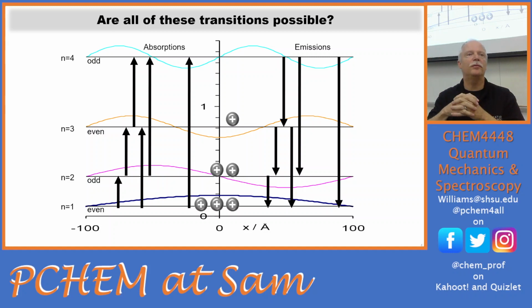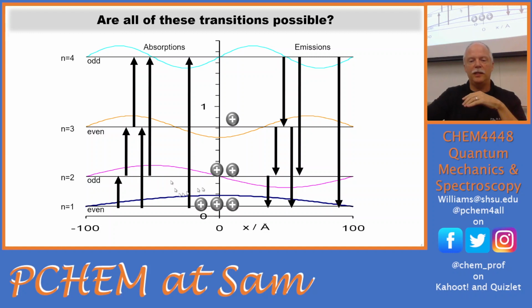On the left, we have absorption. On the right, we have emission. And so there's a whole lot of possible peaks in a spectrum. Some with short arrows, which would have long wavelengths, and some with long arrows that would have short wavelengths. And so we have all of these possibilities.